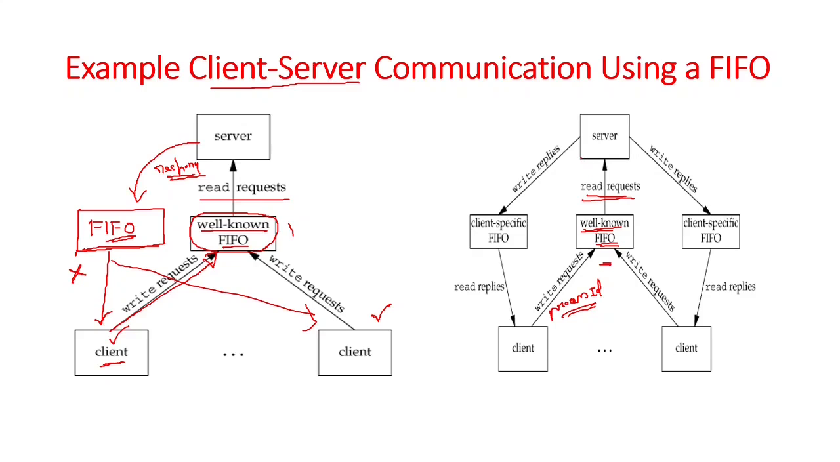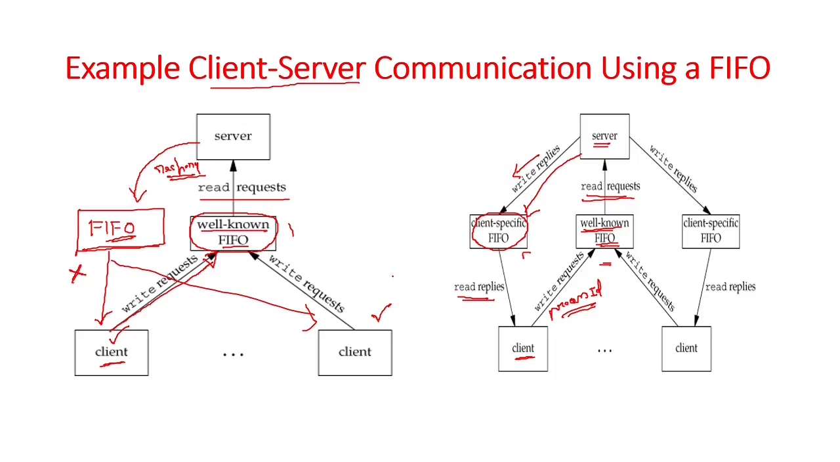Based on the process ID, the server will create individual client-specific FIFOs. This client-specific FIFO is based on the process ID, and the client will be able to read the replies that have been written by the server to this client-specific FIFO, and this can be read only by the client that has sent the request along with the process ID. Other clients will not be able to read others' client-specific FIFO. That is not possible. So using this arrangement we can solve this issue, right?